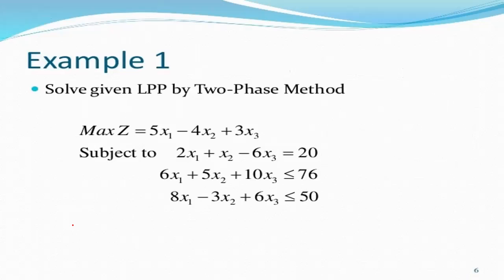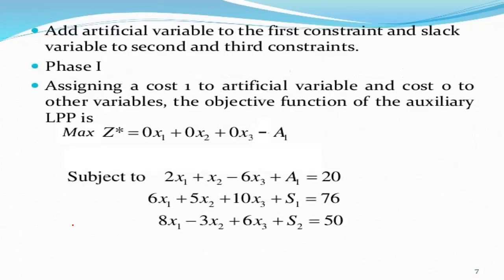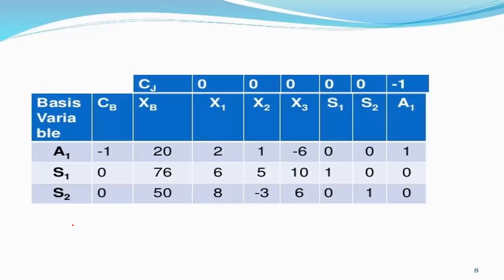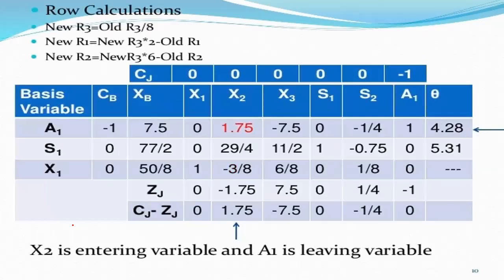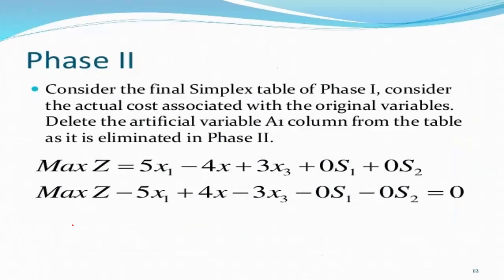Here the objective function and the constraints are given to you. What we have done is create a Z star, a maximization function with the artificial variables, and then we converted the inequalities into equality form. We created a table and found the entering variable and outgoing variable. Similarly, we again find our incoming and outgoing variables in the second iteration and third iteration. Then we consider the final simplex table of phase 1.